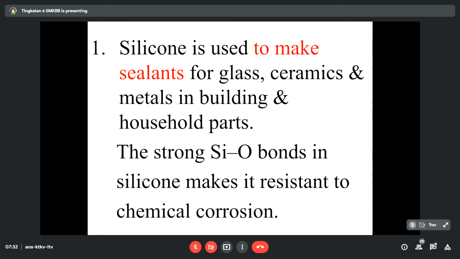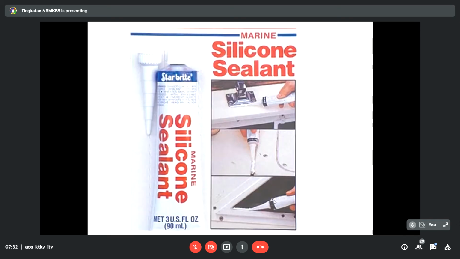The strong silicon-oxygen bonds in silicone, of course, make it resistant to chemical corrosion. Normally it is white in color, isn't it? Or sometimes it is colorless actually, kind of like glue. You put it there. Of course, the major advantage is that it's waterproof.